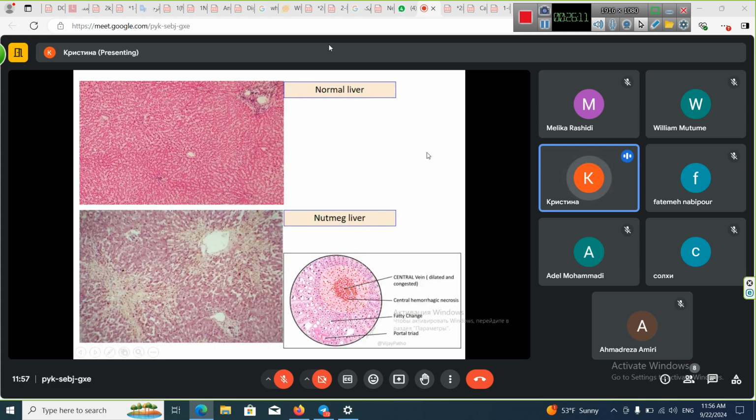Okay, this is all about the nutmeg liver. If you have any questions, please feel free to ask them, because I'm here to explain anything that you like.